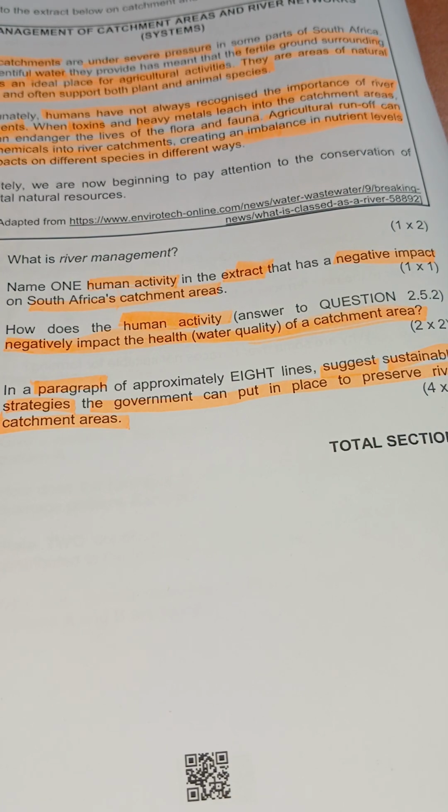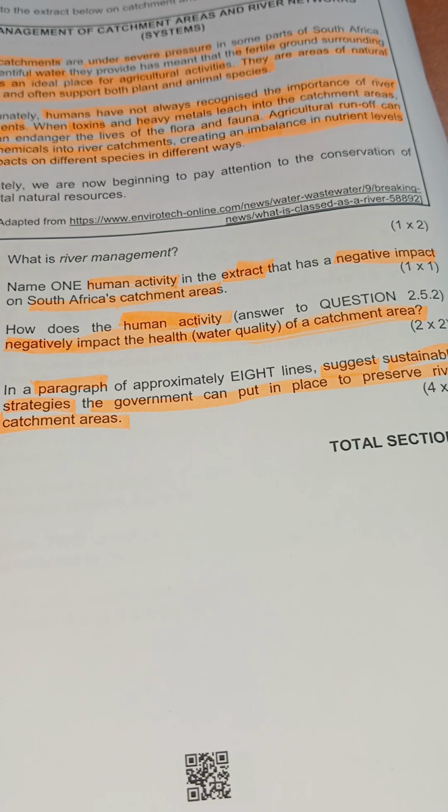We can create buffer zones. We can encourage afforestation. We can remove alien vegetation, which is foreign plants. They are not indigenous plants. That's basically what you're talking about, like the water hyacinths. If you have been to Harties, you will know what I'm trying to talk about. We remove that water hyacinth.